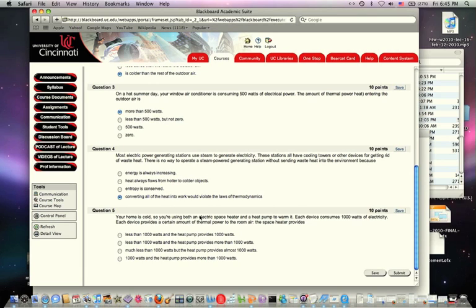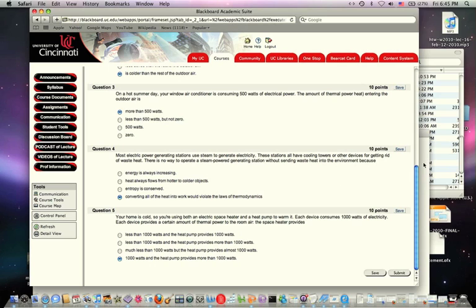Fifth one: your home is cold, so you're using both an electric space heater and a heat pump to warm it. Each device consumes 1,000 watts of electricity. Each device provides a certain amount of thermal power to the room air. The space heater provides less than 1,000 watts, and the heat pump provides 1,000 watts. Or the space heater provides less than 1,000 watts, and the heat pump provides more than 1,000 watts. Or the space heater provides much less than 1,000 watts, but the heat pump provides almost 1,000 watts. Last one: the space heater provides 1,000 watts, and the heat pump provides more than 1,000 watts. And that's actually the one that goes in.